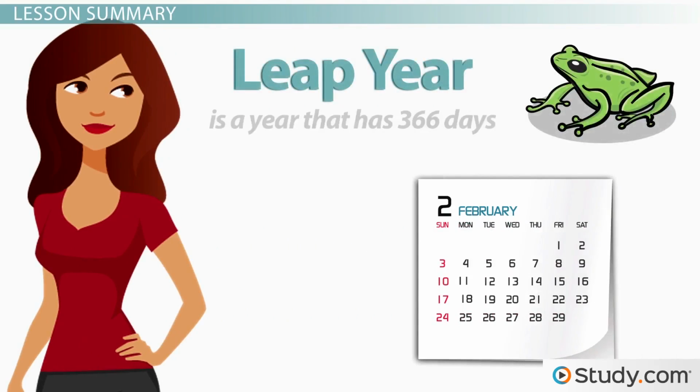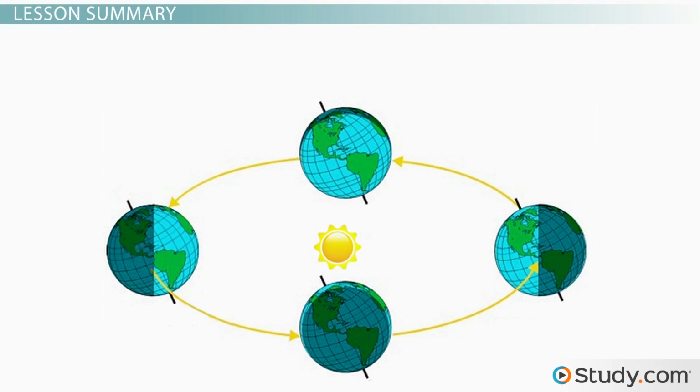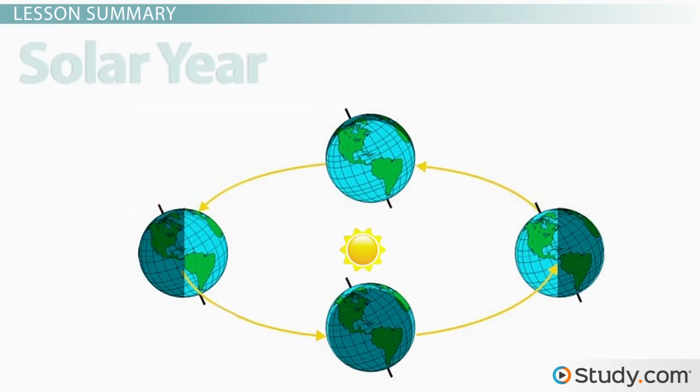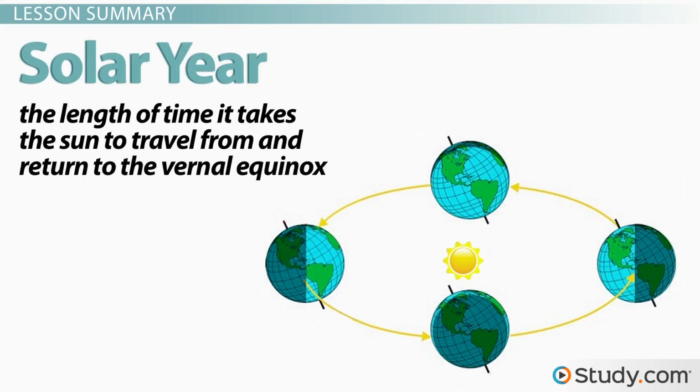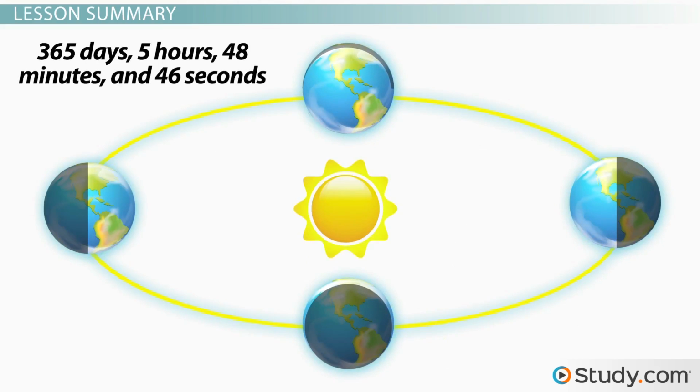A leap year is a year that has 366 days as opposed to the usual 365. We add an extra day to the end of February in order to achieve this. A leap year is added to try and match the average length of our years over a long period of time to the tropical year, also known as the solar year, which is the length of time it takes the sun to travel from and return to the vernal equinox. The length of the tropical year is 365 days, 5 hours, 48 minutes, and 46 seconds.